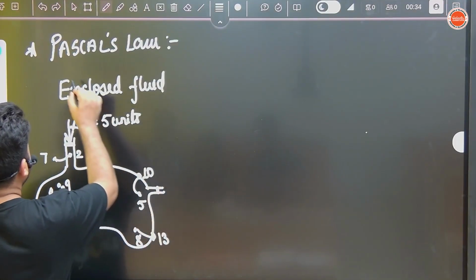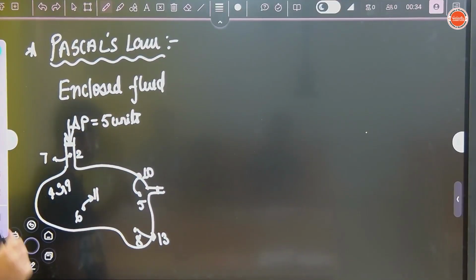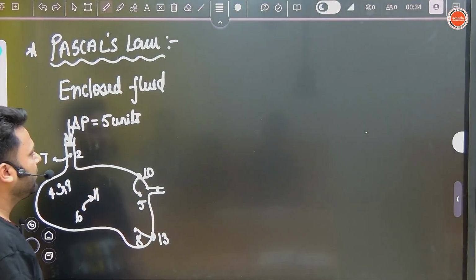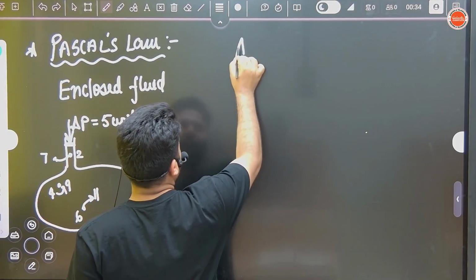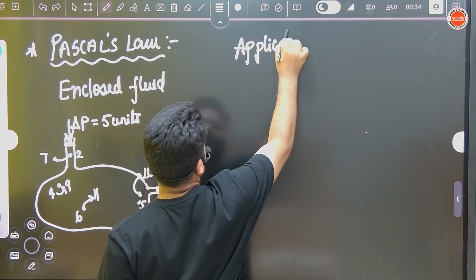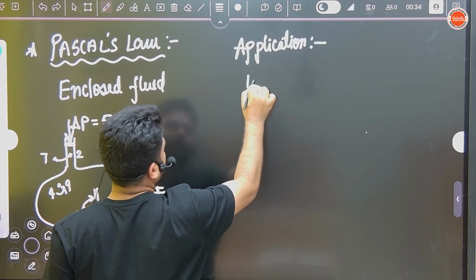This is called Pascal's law, that whatever extra pressure you provide, this extra pressure will travel to all the points. Its application was in the hydraulic lift, which they ask in the NEET exam. Hydraulic lift.